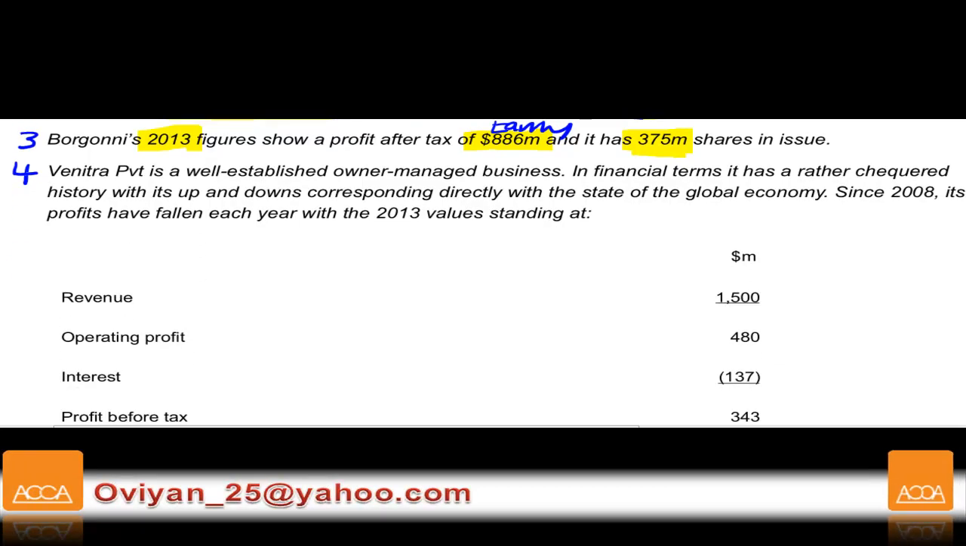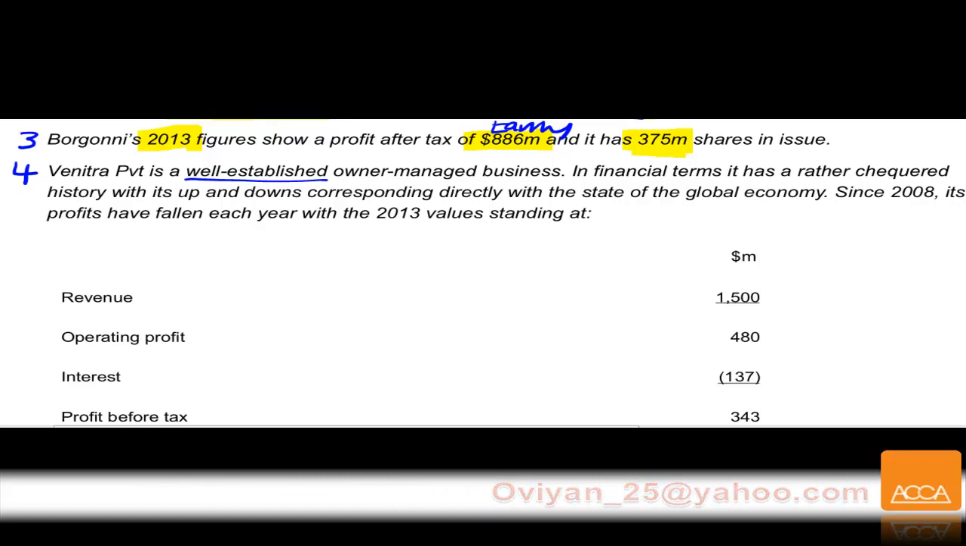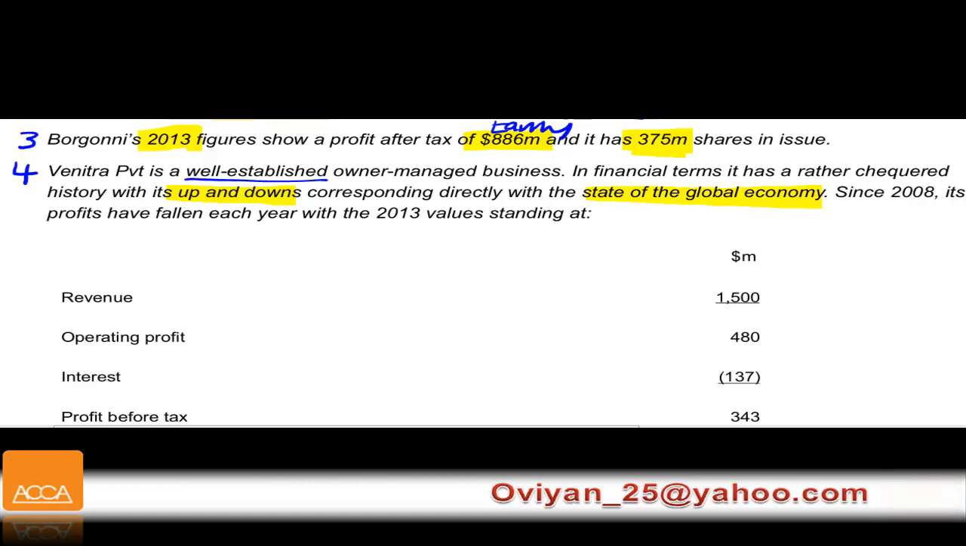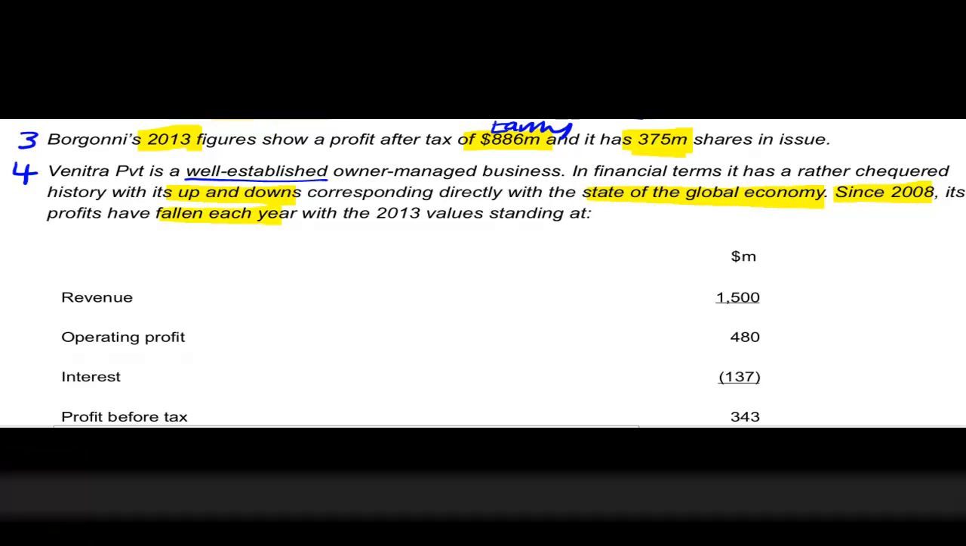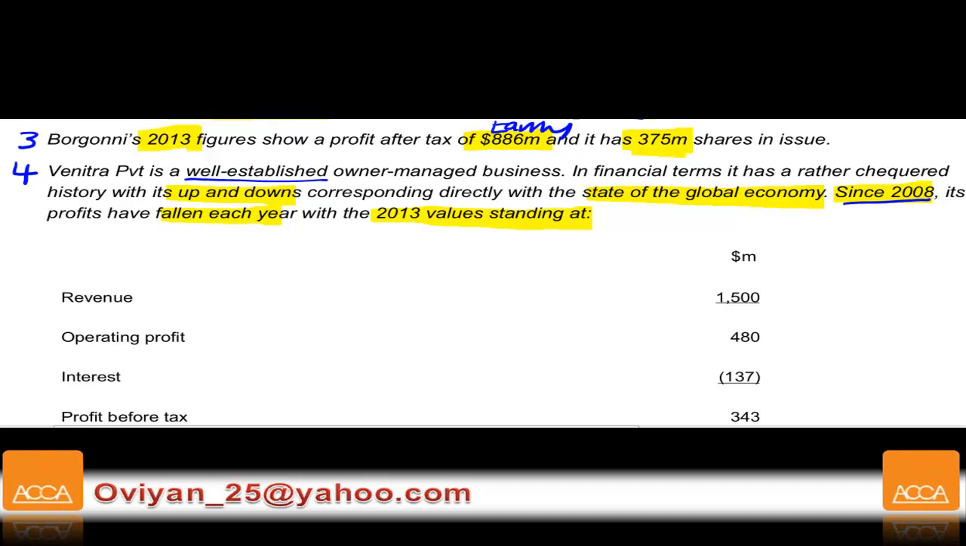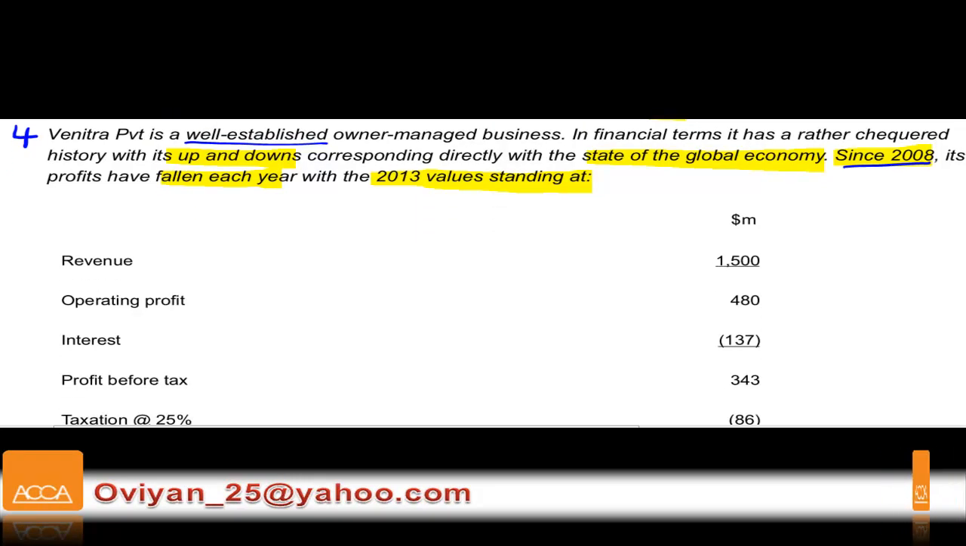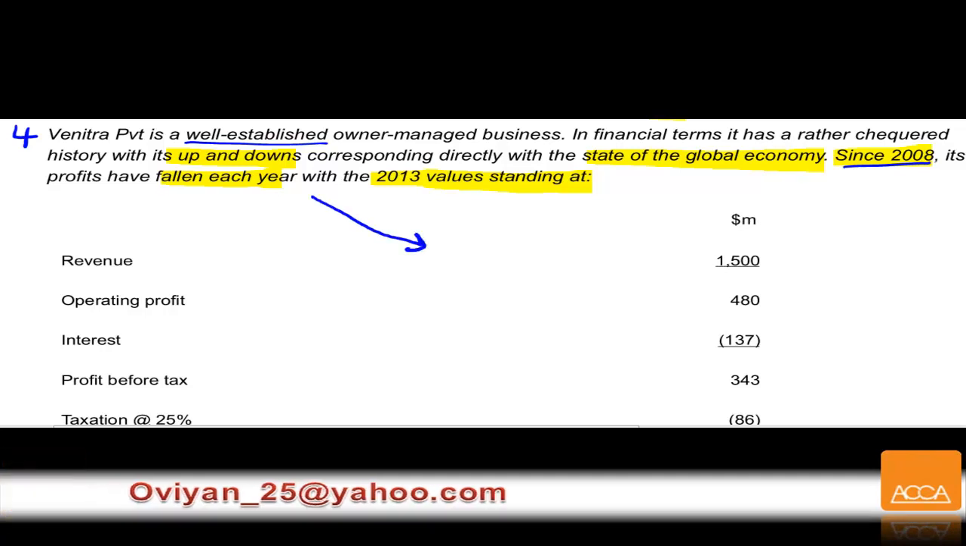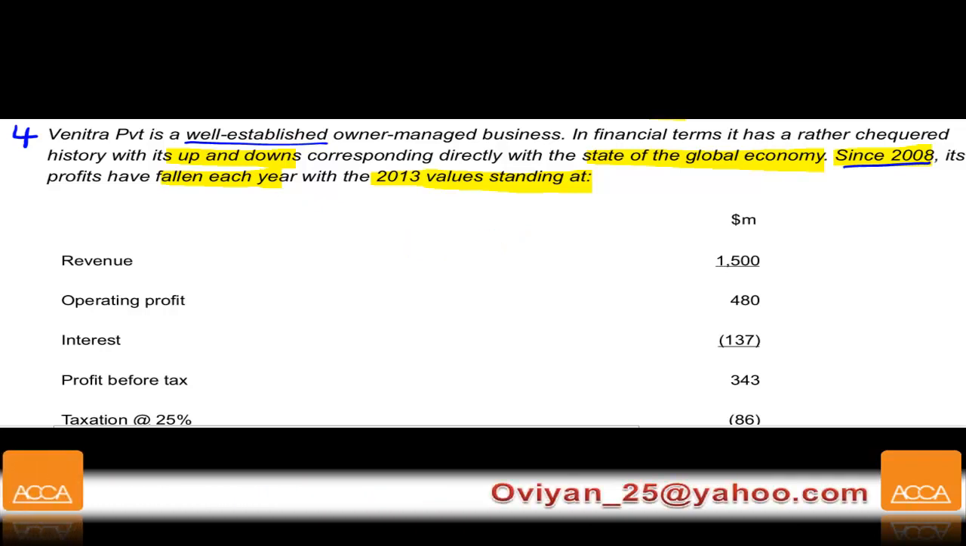Now Venitra Private Limited Company is a well-established, owner-managed business. In financial terms, it has a rather checkered history, with its ups and downs corresponding directly with the state of the global economy. Since 2008, profits have fallen each year, with the 2013 value standing at this figure. Now we know that the economy slumped since 2008, but now it has started to recover. But we're not sure whether it's still on the downtrend or in the uptrend now. We're not sure about that, but anyway, we'll come back to that part later.